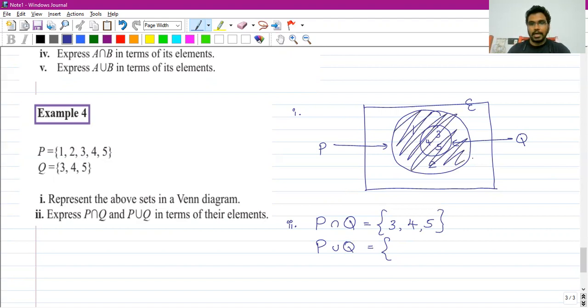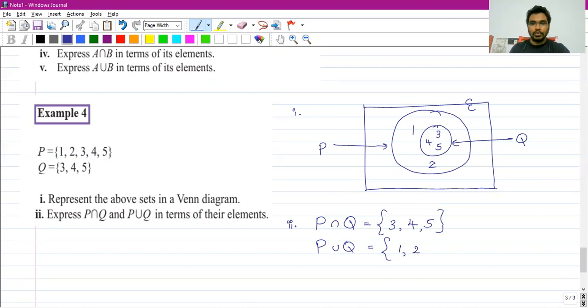So this shaded part will include all the elements of P as well as Q. So we can say it is the P union Q.